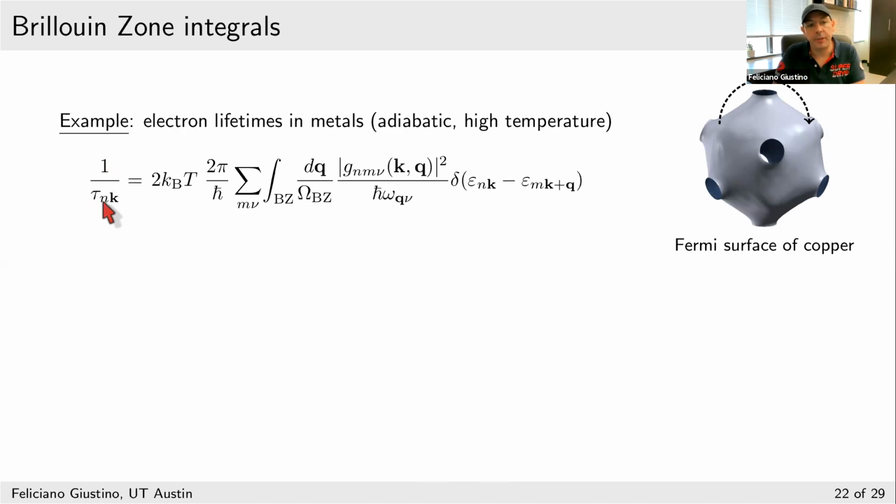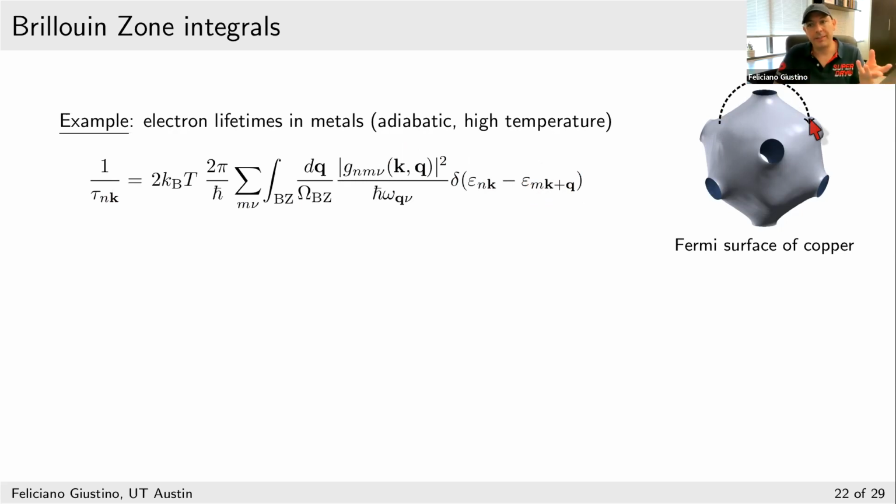So this is just to say that the scattering rate, or if you want the inverse lifetime, is proportional to temperature, but most importantly, it depends on an integral that involves all possible phonons, the electron-phonon matrix elements, and these delta functions that tell me that if I want the lifetime of the electron nk, I need to consider all possible scattering into the other electrons that have the same energy. For example, if my electron is initially on the Fermi surface, I need to consider all possible scattering events that start from the Fermi surface and end up on the Fermi surface.